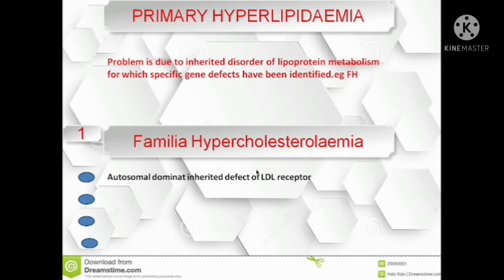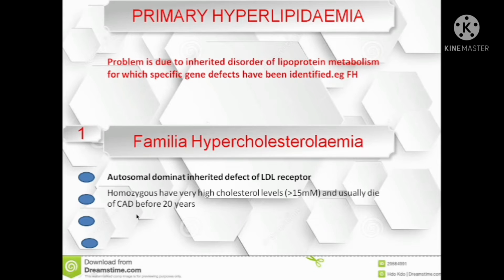Now the LDL receptor is basically needed for the removal of LDL from circulation. So in this case, when there is an autosomal dominant inherited defect of this LDL receptor, the LDL will still be in circulation. You understand that? Since there is a defect in the inheritance of this receptor, LDL will stay in circulation and you get a high amount of cholesterol.